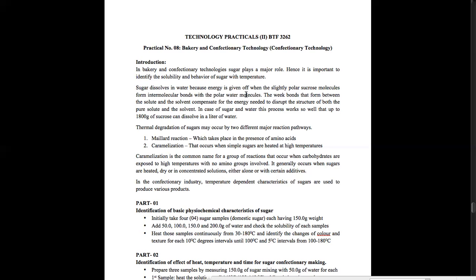Sweating is one problem after you develop the product. When you expose those products to the atmosphere for a long time, sweating can be observed, since confectionery products are highly hygroscopic, they will absorb water rapidly, right?